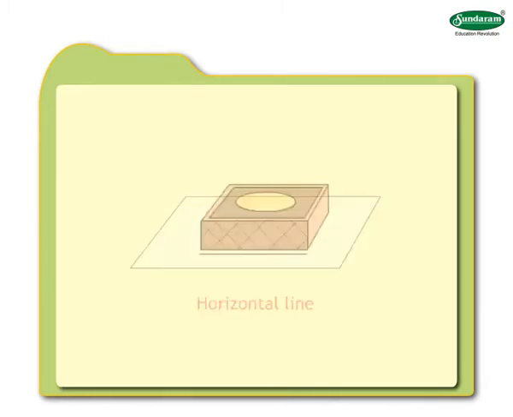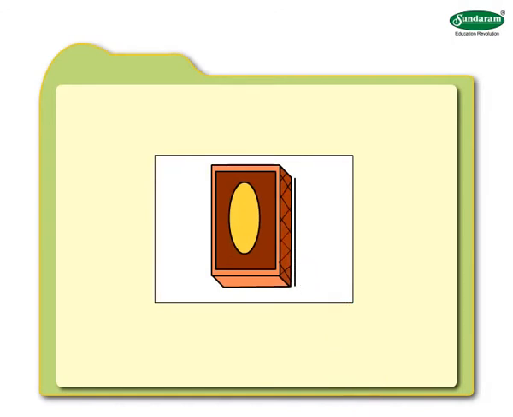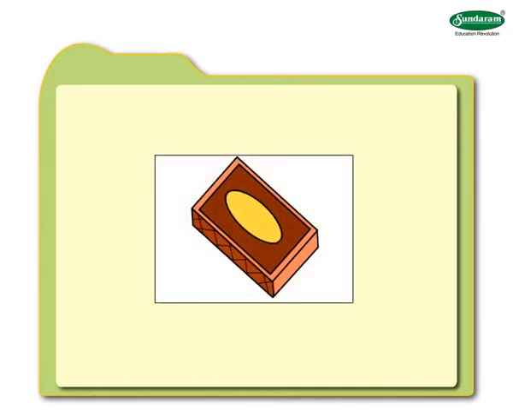Now, trace the other side of the matchbox. We get a vertical line. Now, tilt the matchbox as shown. Then, trace the side of the matchbox as shown. We get a slanting line.